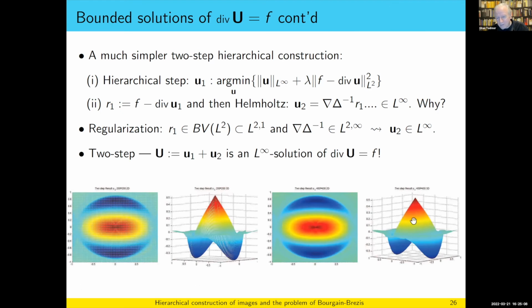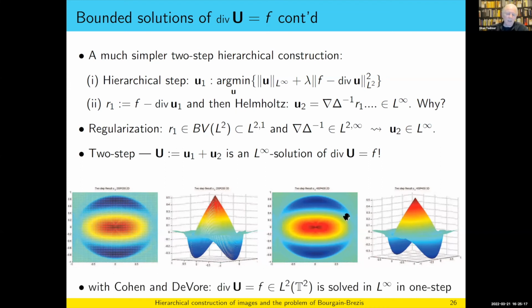So here you have the hierarchical decomposition, a 2-step version. Of course, it's much cleaner. This goes back to this work I mentioned before. And in fact, in the 2-space dimension, together with Albert Cohen and Devor, we can show that one can solve the Bourgain-Brezis in this special case, even in 1 step. But this is a very special case, I must admit.